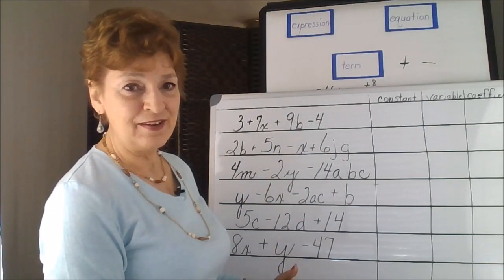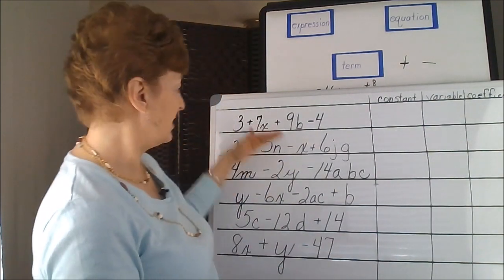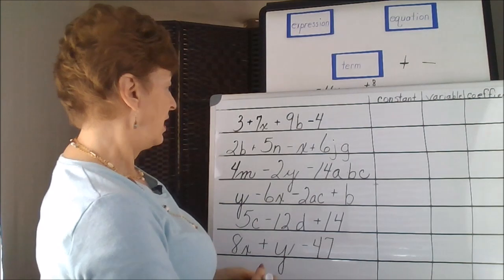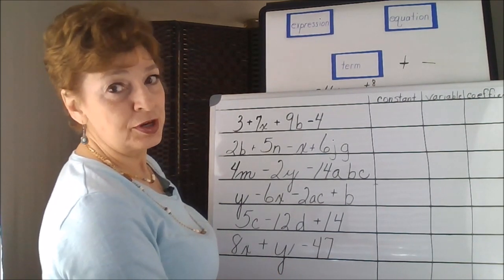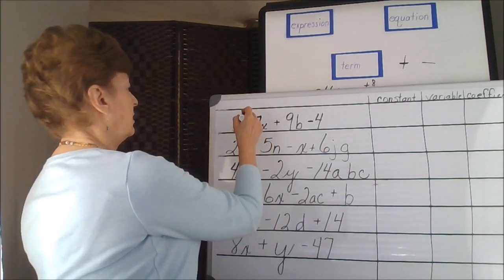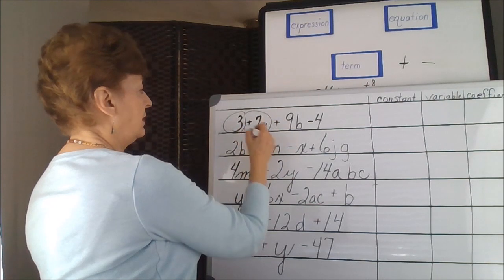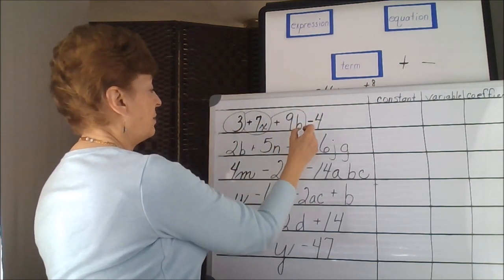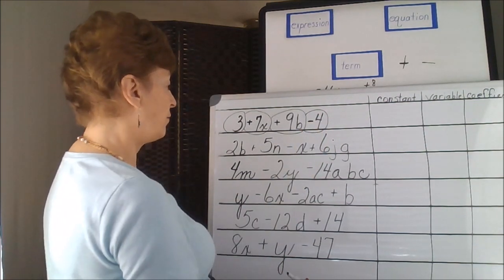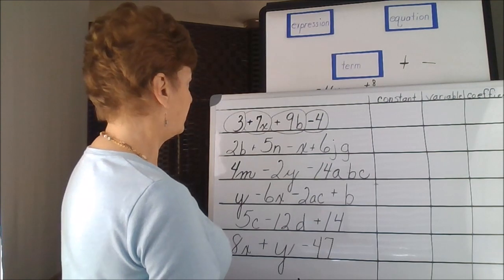Let's see if we can decipher what are the constants, the variables, and the coefficients in these expressions. First, you have to decide where your terms are so you can see them. A term starts with a positive or it starts with a negative. So we have 4 terms in this particular expression.